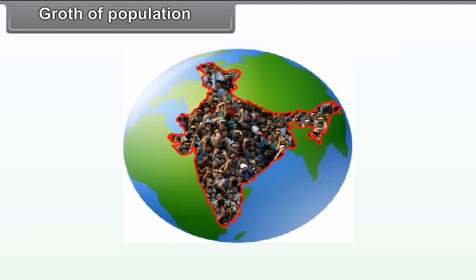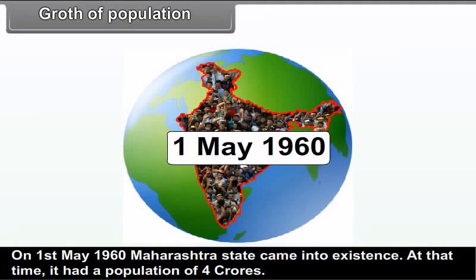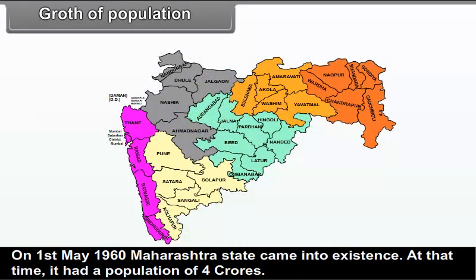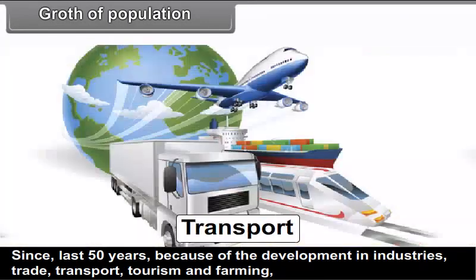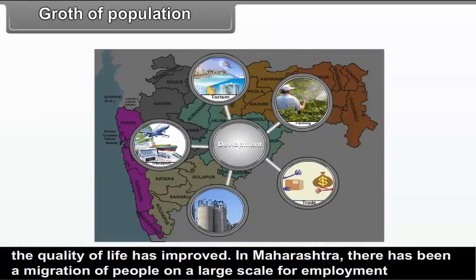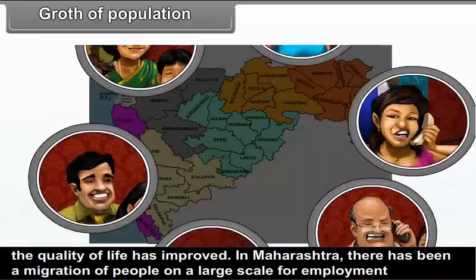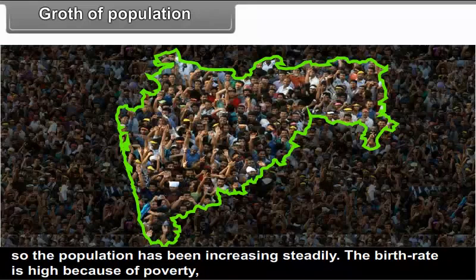7.1 Growth of population. On 1st May 1960, Maharashtra state came into existence. At that time, it had a population of 4 crores. Over the last 50 years, because of the development in industries, trade, transport, tourism and farming, the quality of life has improved. In Maharashtra, there has been a migration of people on a large scale for employment, so the population has been increasing steadily.